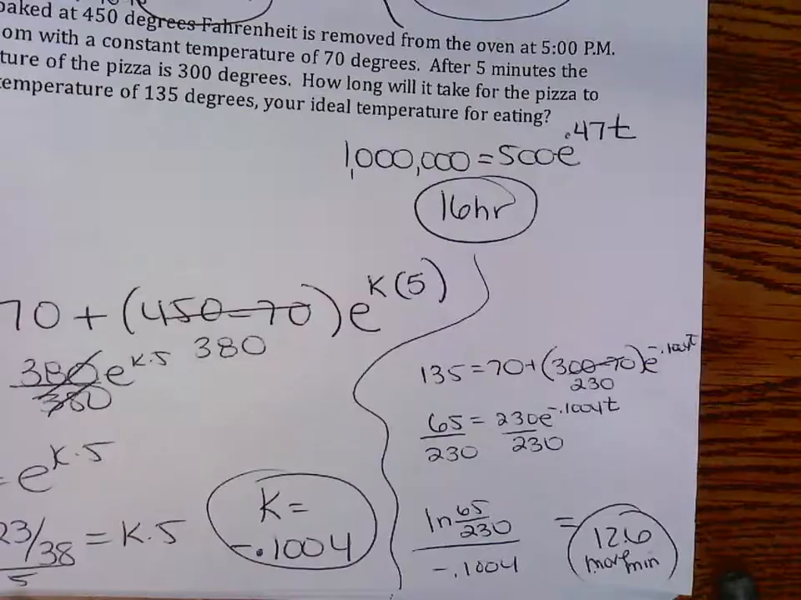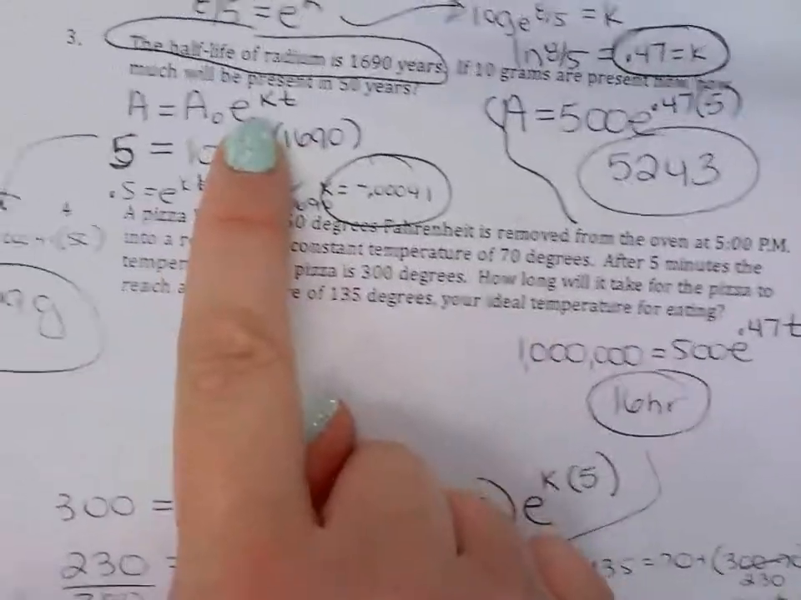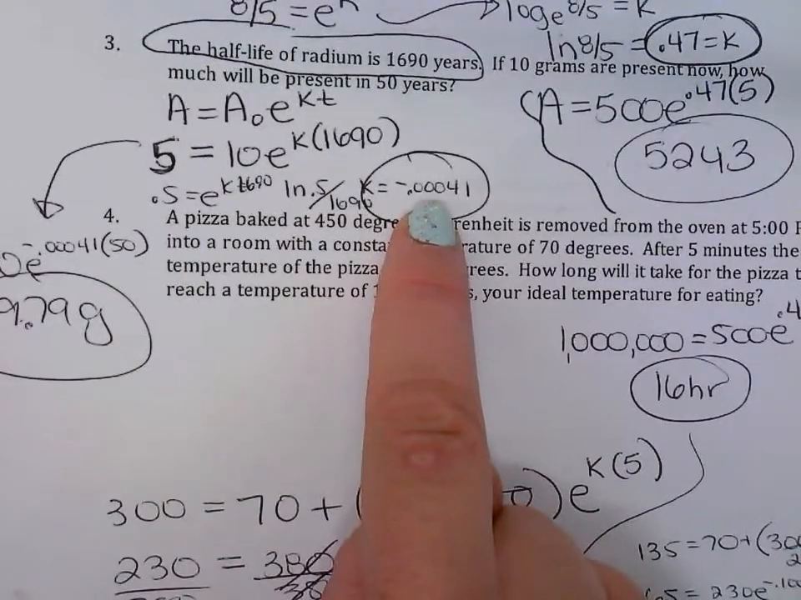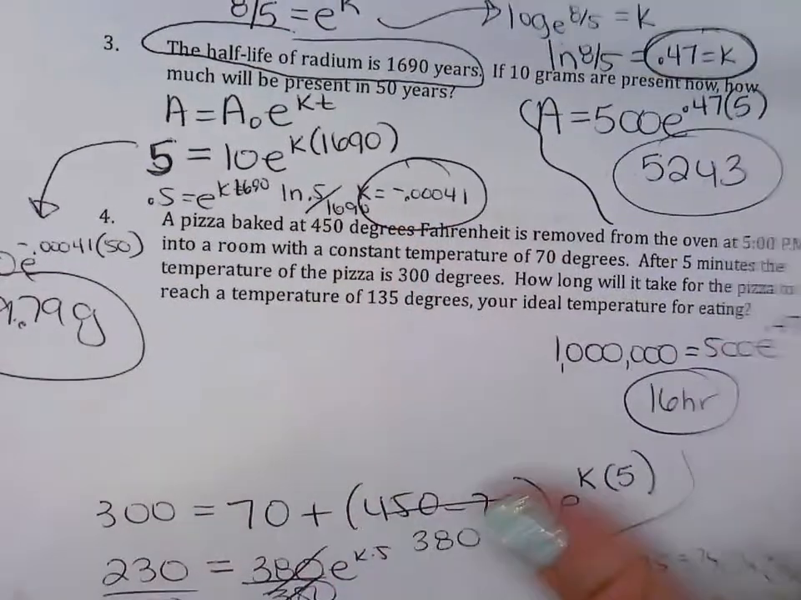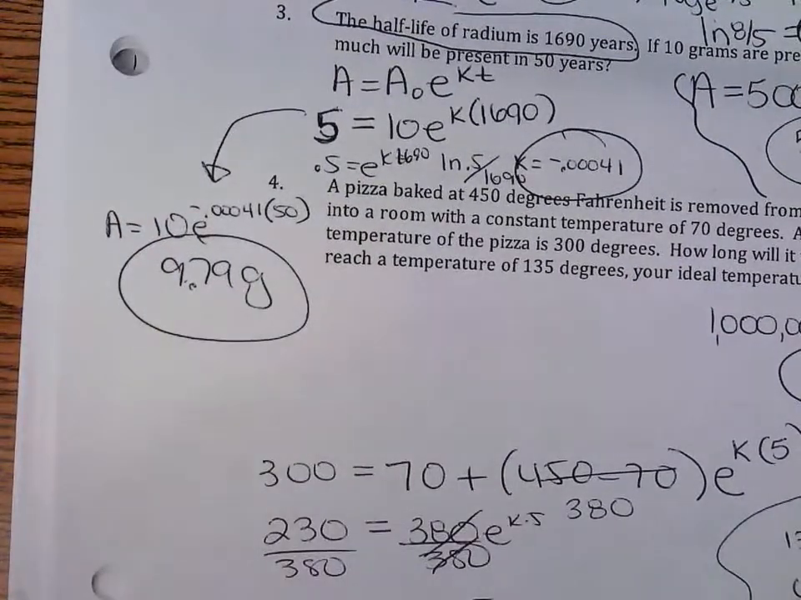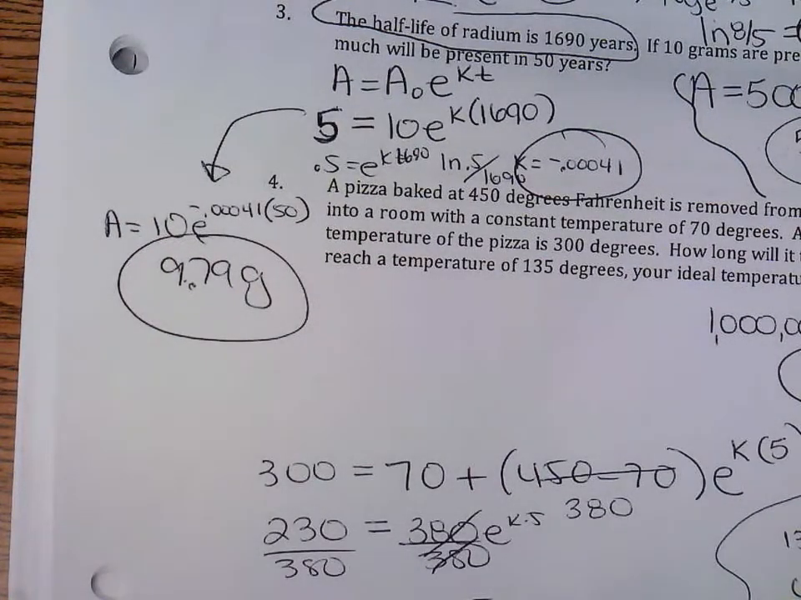That's really quick. So we got a k value of negative 0.0041. And when we plugged it all in, we got 9.79 grams. And we're going to start next time with example 5.